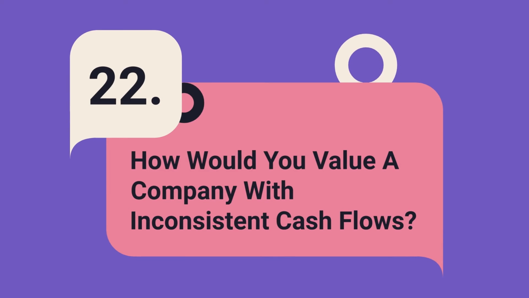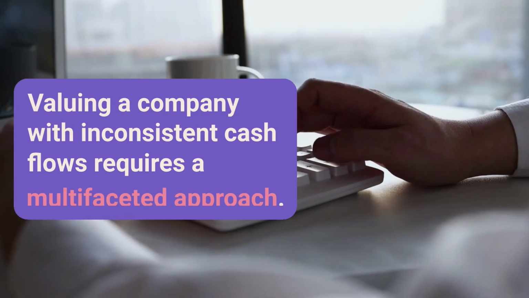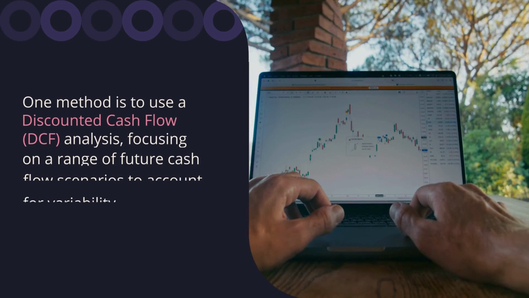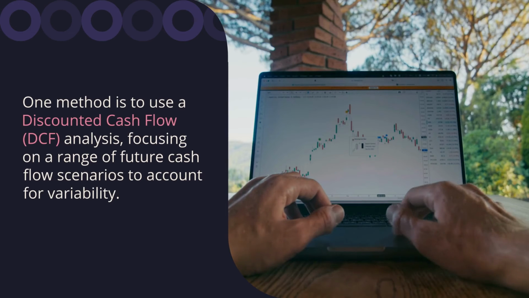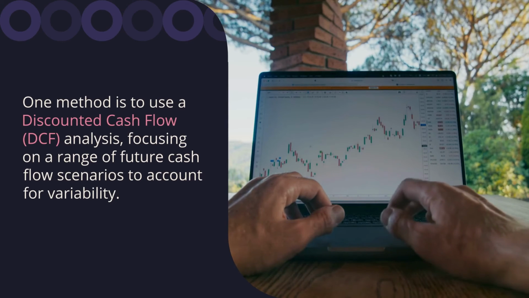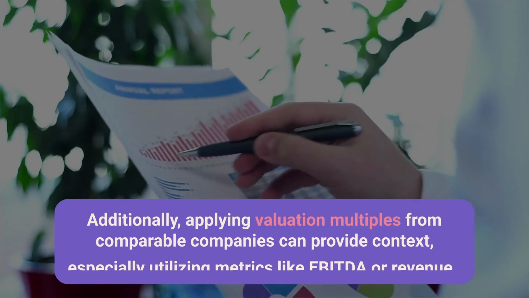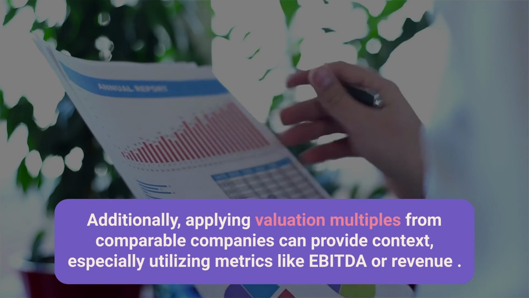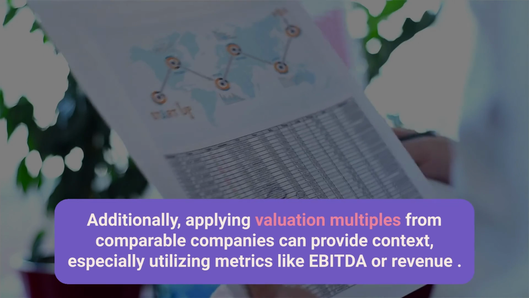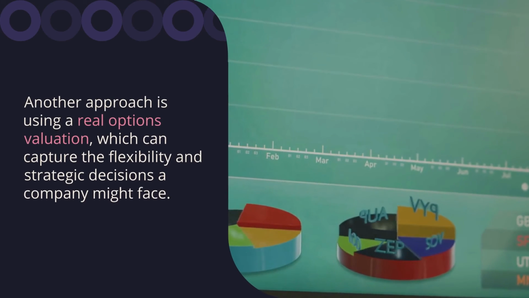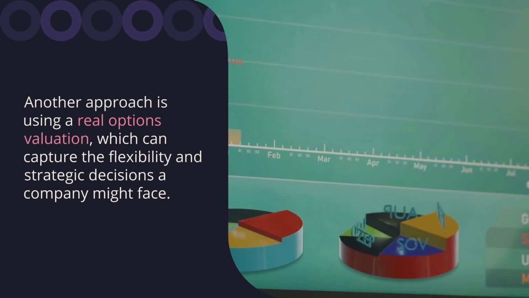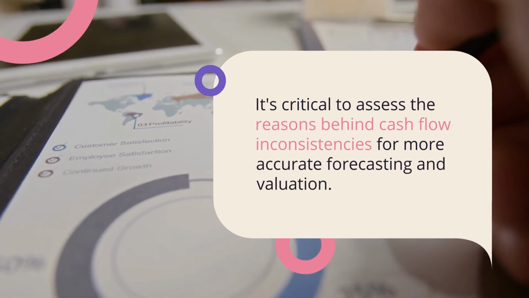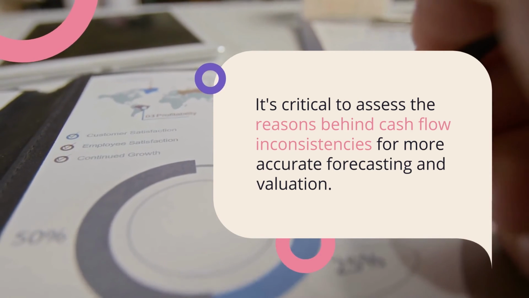22. How would you value a company with inconsistent cash flows? Valuing a company with inconsistent cash flows requires a multifaceted approach. One method is to use a discounted cash flow, DCF, analysis, focusing on a range of future cash flow scenarios to account for variability. Additionally, applying valuation multiples from comparable companies can provide context, especially utilizing metrics like EBITDA or revenue. Another approach is using a real options valuation, which can capture the flexibility and strategic decisions a company might face. It's critical to assess the reasons behind cash flow inconsistencies for more accurate forecasting and valuation.